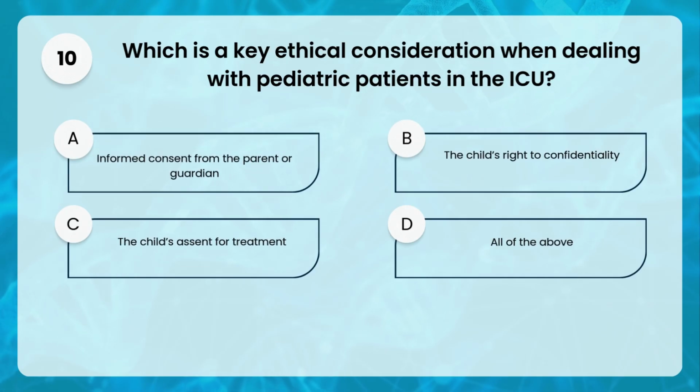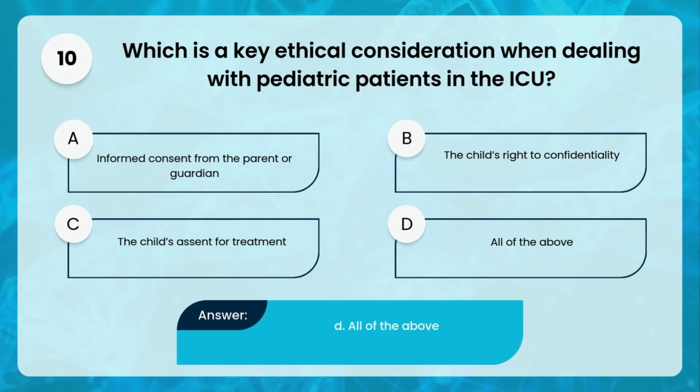Number 10. Which is the key ethical consideration when dealing with pediatric patients in the ICU? A. Informed consent from the parent or guardian. B. The child's right to confidentiality. C. The patient's assent for treatment. Or D. All of the above. The answer is D. All of the above.